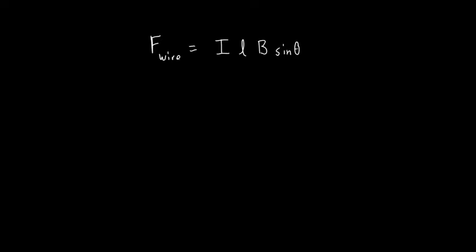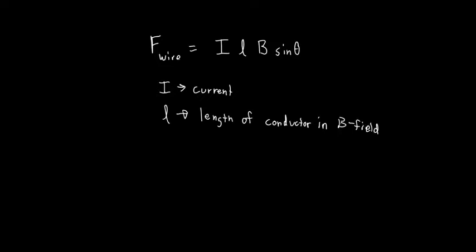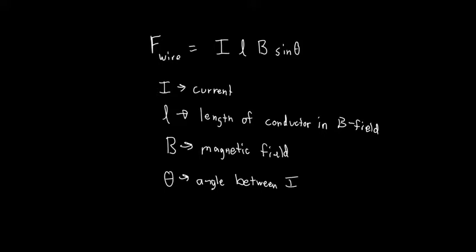So I here is the current that's inside of your wire. L is how much of your wire is inside of the magnetic field. B is your magnetic field. And theta is the angle that exists between your current I and your magnetic field B.